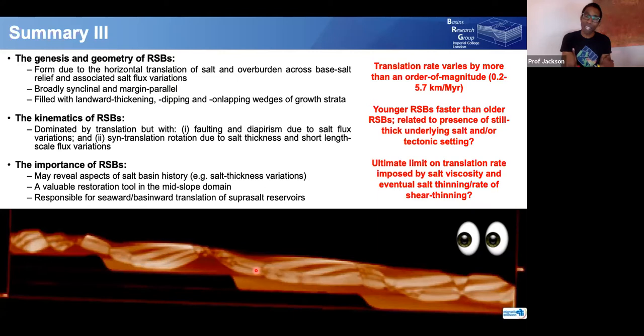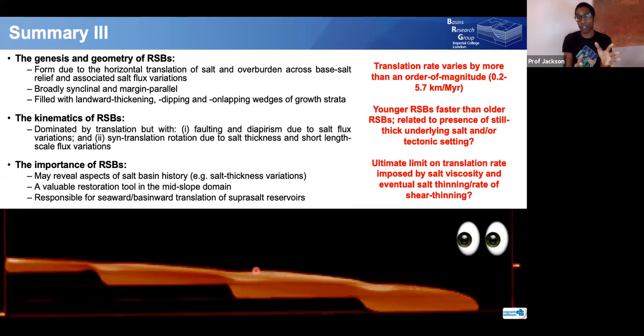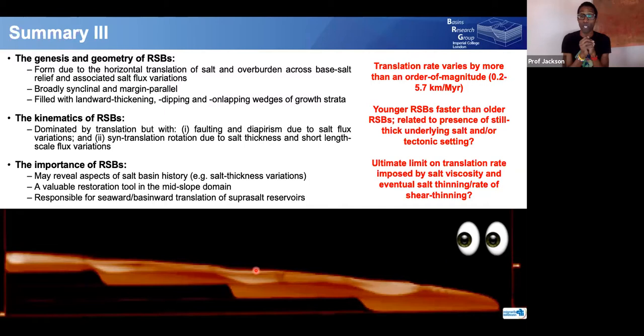So in the Gulf of Mexico example, and certainly in the Levant example, there's still quite a lot of salt underneath. So maybe as we go out to these older Ramp-Syncline basins that were active for longer, we just lose that fast early period in the smear of the long term, right? So then they become very slow and we actually average out to a much slower rate. Maybe it's related to the tectonic setting.